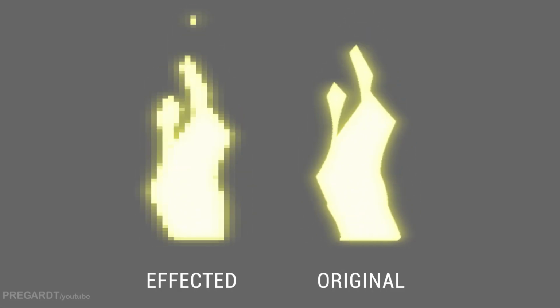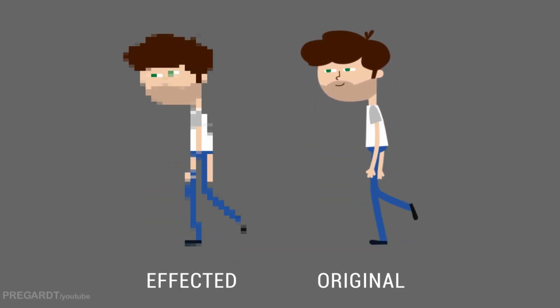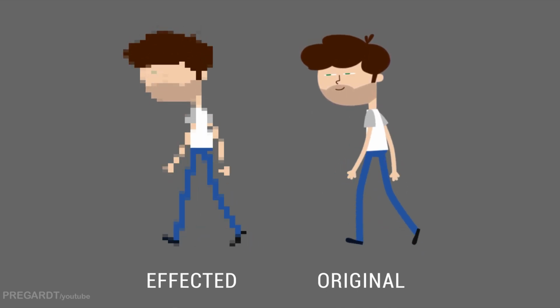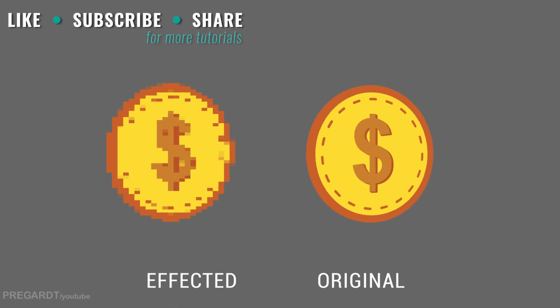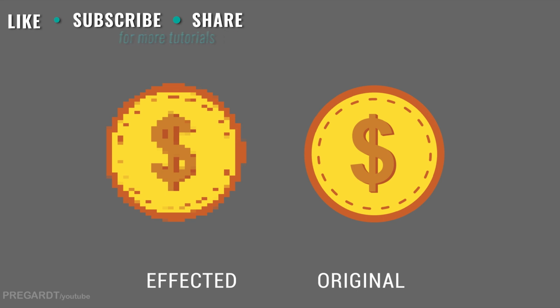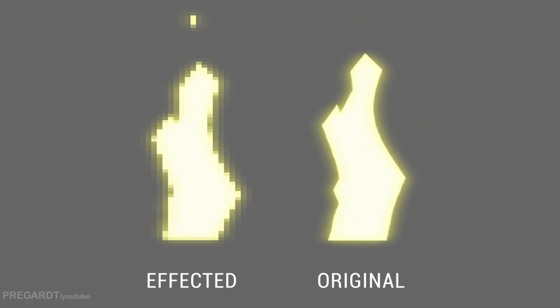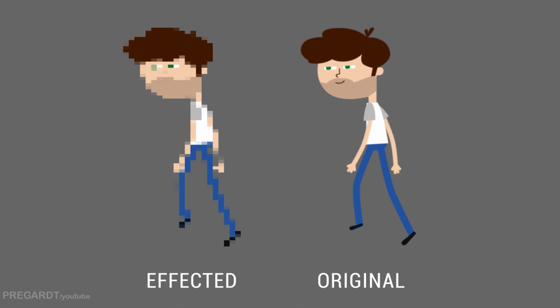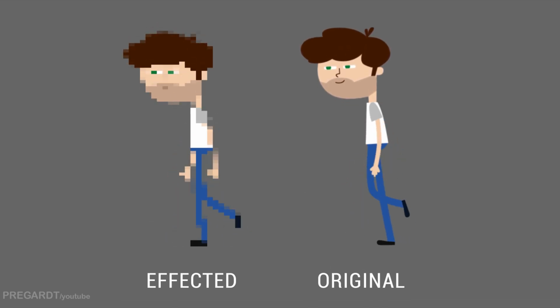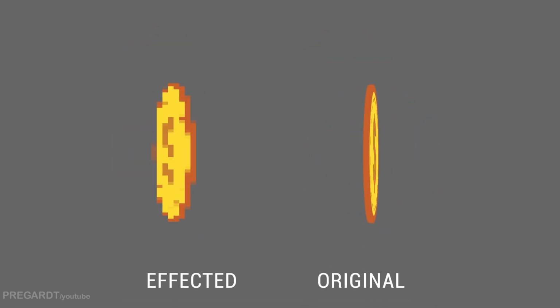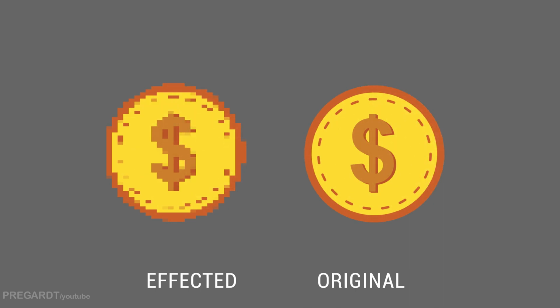Hi guys, I'm going to show you how to create your pixel art in After Effects in a fast and easy way, so you can turn your artwork or animation into pixel art pretty easily. Here are some examples I did in the past, and I'm going to show you how I created a pixelated coin in this video. So let's jump into it.